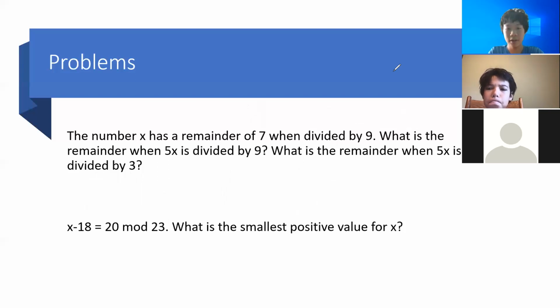All right. Does everyone understand how that works? Okay, so I'll give you a few minutes to do the next one here. x minus 18 equals 20 mod 23.